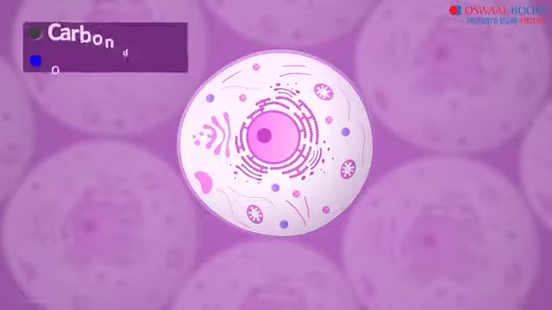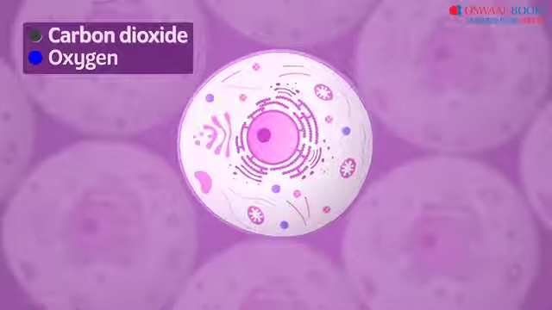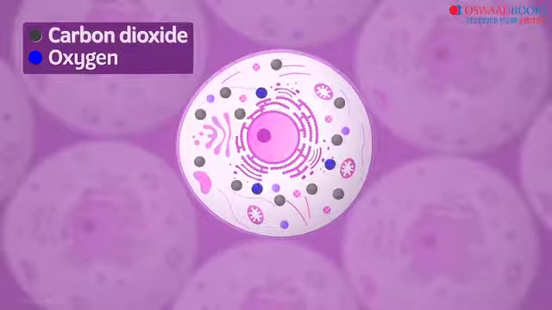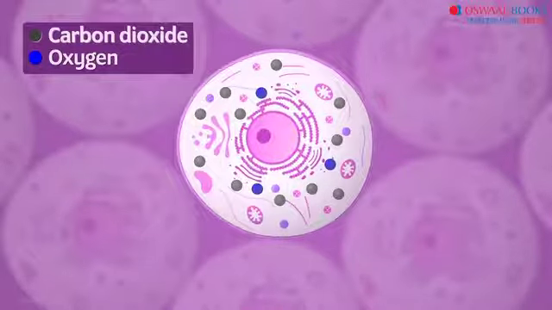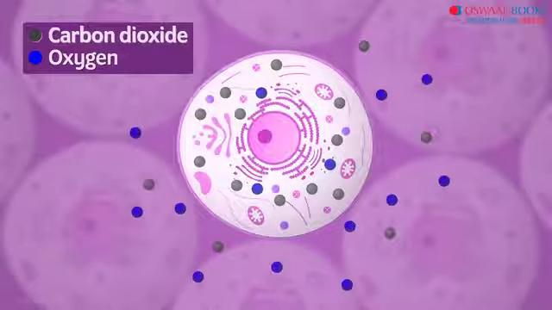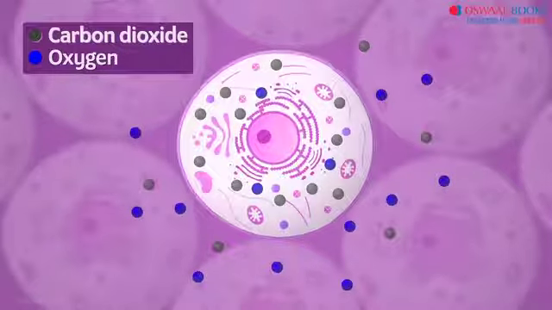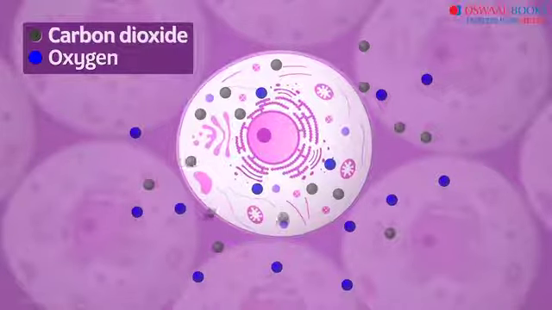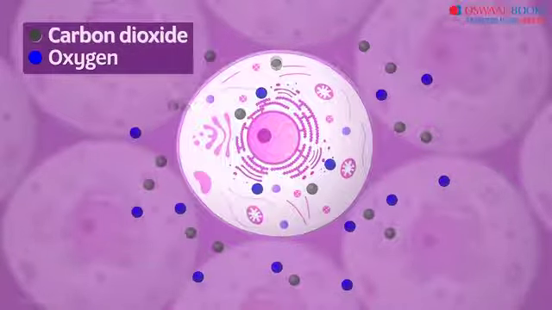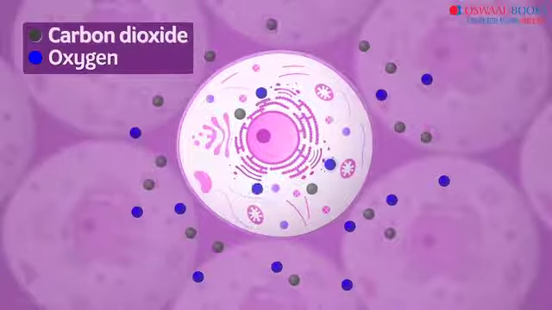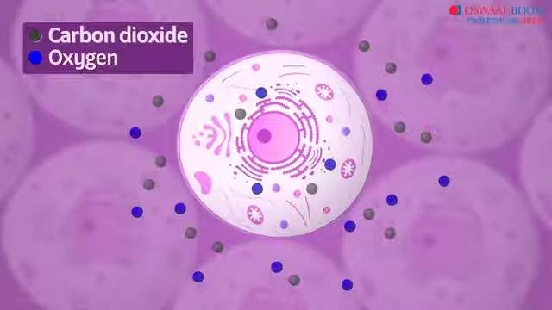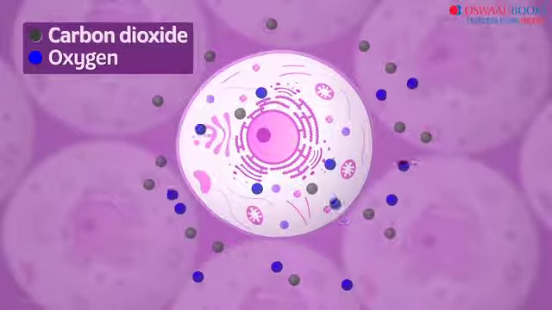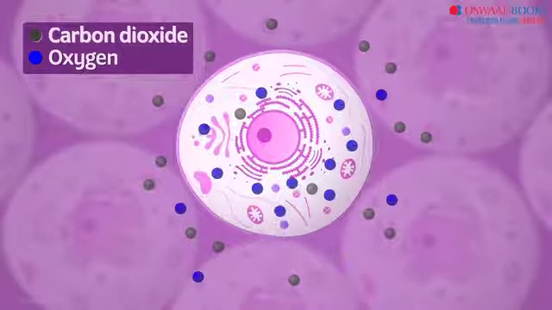Take carbon dioxide for example. When cells undergo cellular respiration, a lot of carbon dioxide accumulates in the cell. On the other hand, there is very little carbon dioxide present outside the cells. Hence, the carbon dioxide molecules move outside the cells. Now, there is very little oxygen left after respiration in the cells. So the oxygen from outside the cells moves in through the plasma membrane to make up for the lost oxygen.